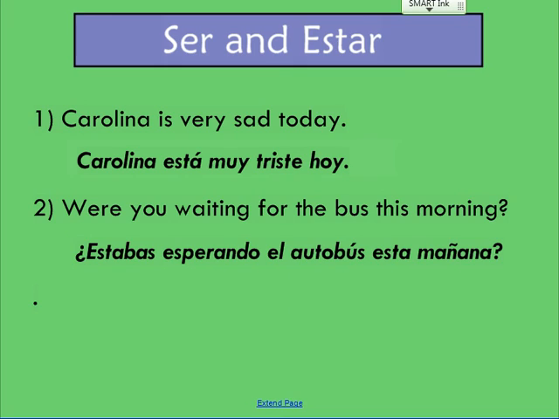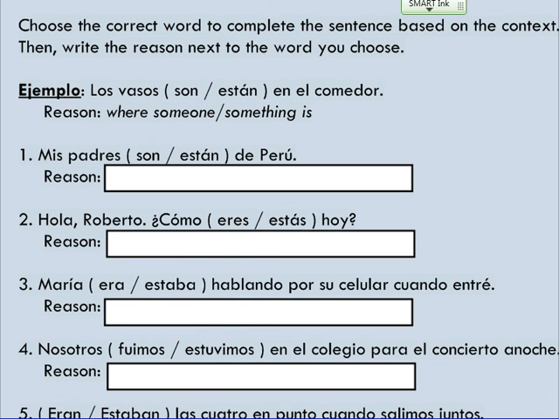Okay, now let's go ahead and put it all together. So for each of these sentences, you want to circle the form of the verb that correctly completes the sentence based on the context, and then write the reason why you chose the verb that you did. You can choose from the reasons that you wrote in your notes for each verb. Go ahead and pause the video and try to complete this section on your own.